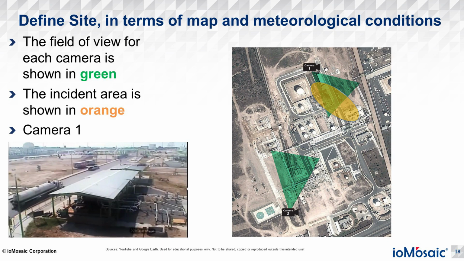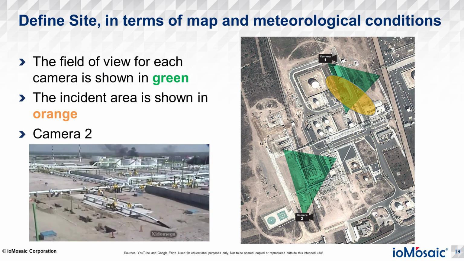Okay. And we can see where the different cameras were located. So this is camera 1. Looking towards the release. And then this is camera 2. Okay. So we're able to confirm we're looking at the right facility.